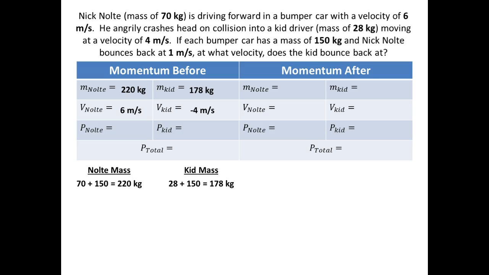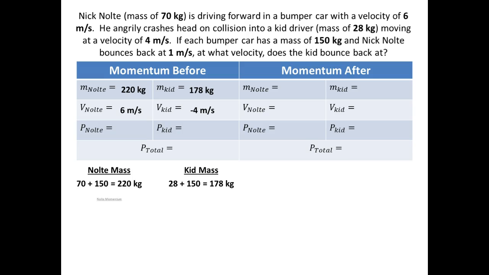We would also assign right as positive. Right's going to represent forward if we're drawing a problem out. Left is going to represent backwards or negative velocity. For both Nick Nolte and the kid, we have the mass and velocity of the before. So I need to multiply those together to find the momentum of each individual object.